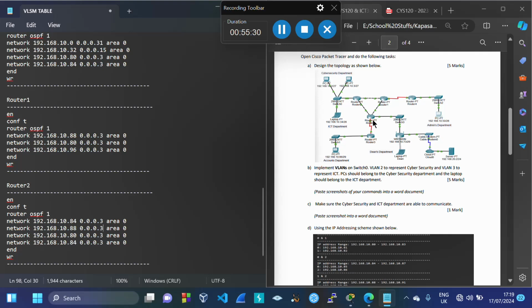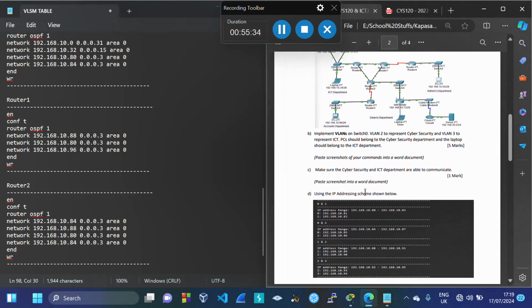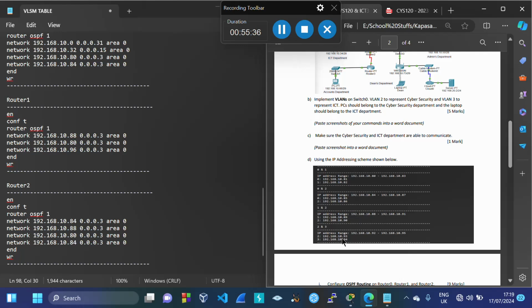Then now we have this network between 2 and 3. Between 2 and 3 the network is 92. So I'm going to put 92. So .3 here because they're routers, correct.